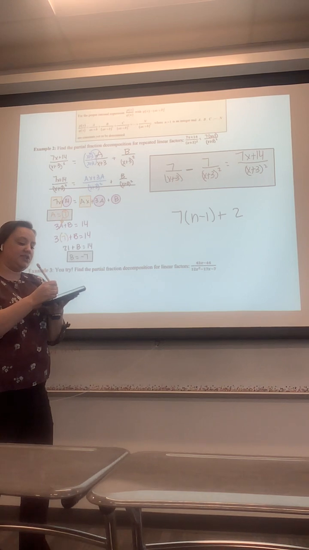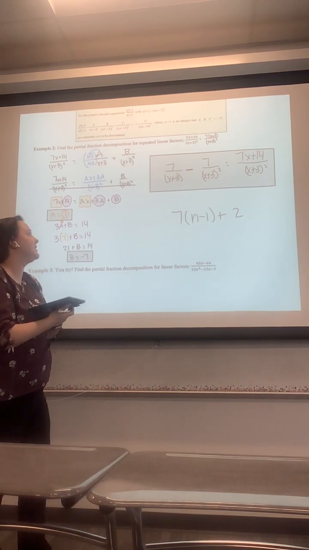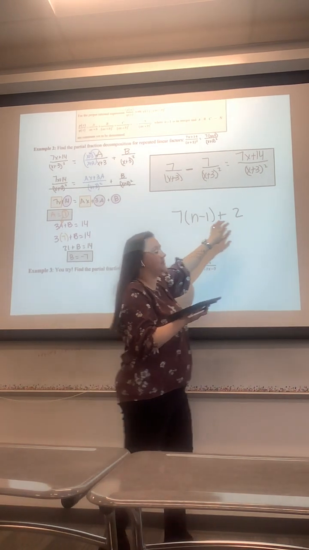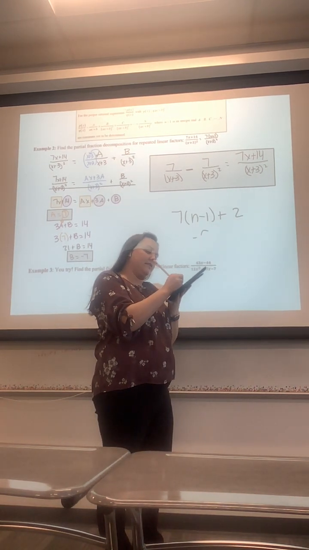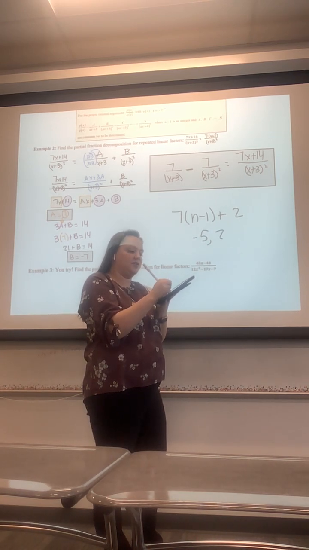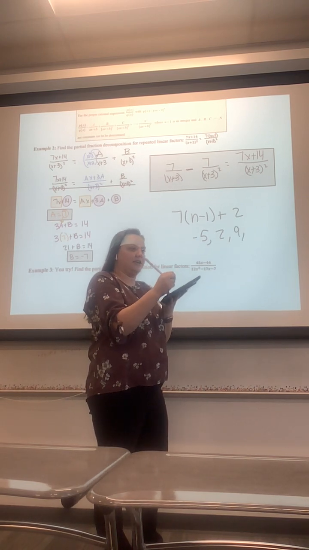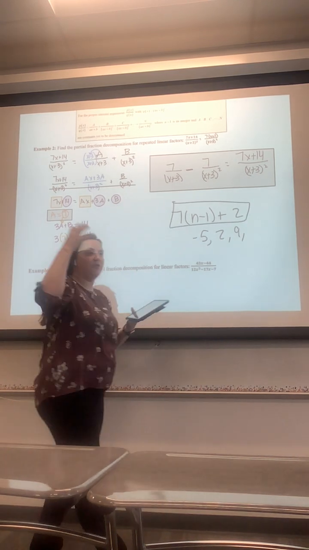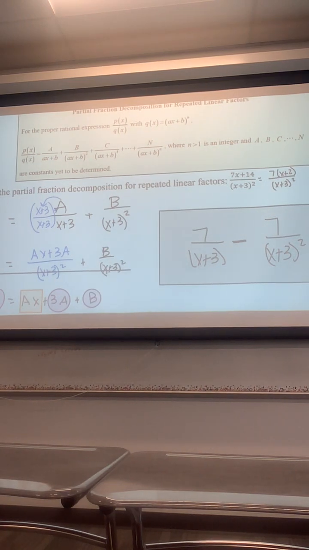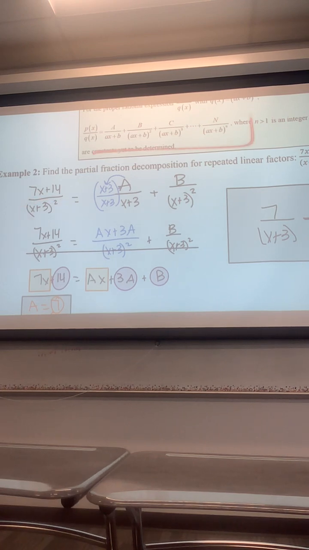So you would start at 0, so 0 minus 1 is negative 1, 7 times negative 1 is negative 7, plus 2. That would mean your sequence would be negative 5, and then the next one you'd add 7, so you'd be at 2, 9, et cetera. This is just the general formula to be able to find those. Same thing here. This is just the formula to write it out. Does that make sense?